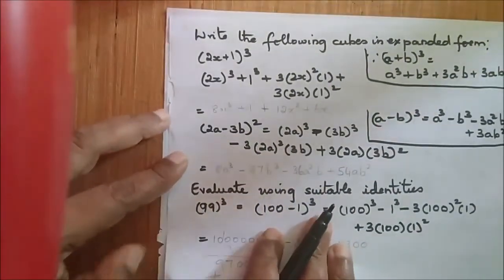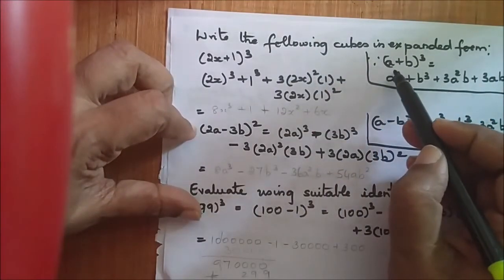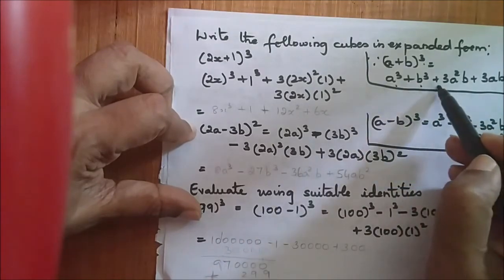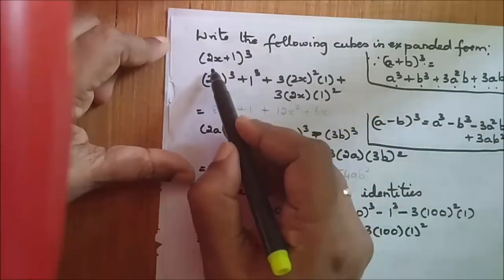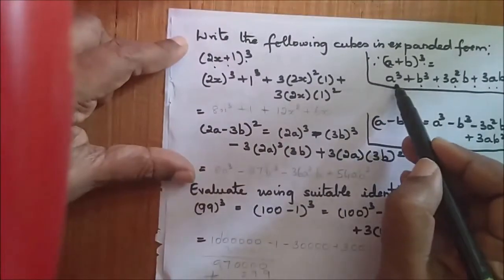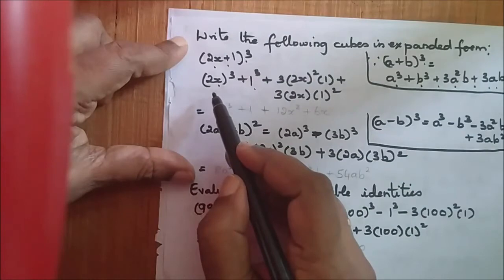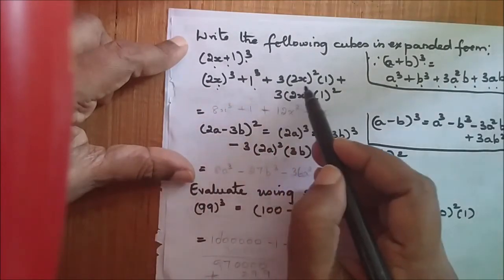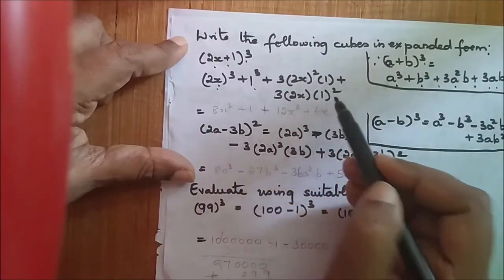Now we have to use another identity, the cubes. (a + b) the whole cubed is equal to a cubed plus b cubed plus 3a squared b plus 3ab squared. So I have been given (2x + 1) the whole cube. In this case a is equal to 2x and b equal to 1. So a cubed plus b cubed, (2x) cubed plus 1 cubed plus 3 into (2x) the whole squared into 1 plus 3 into 2x into 1.